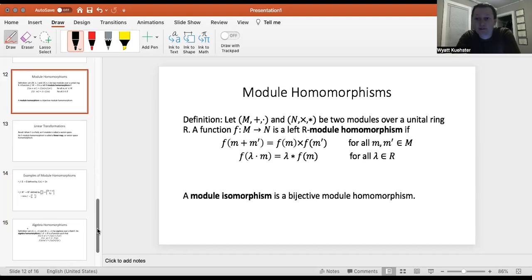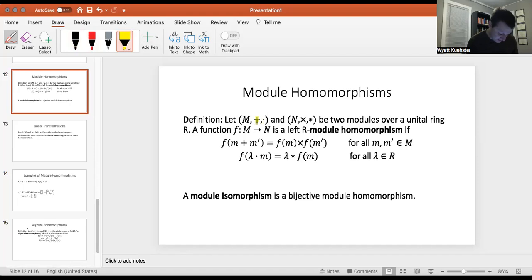There was a left variety and a right variety of R modules, depending on whether you multiply your ring elements on the left or your ring elements on the right. I'm just going to do the left R module case to shorten the video. But let me remind you what these two maps, with these two operations, were.